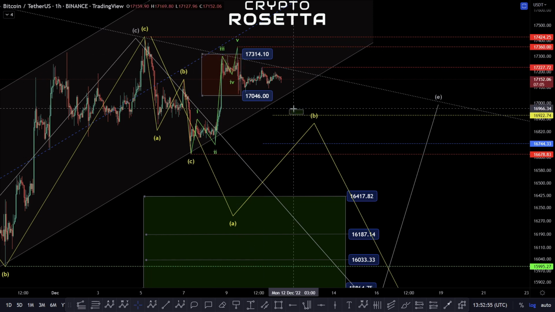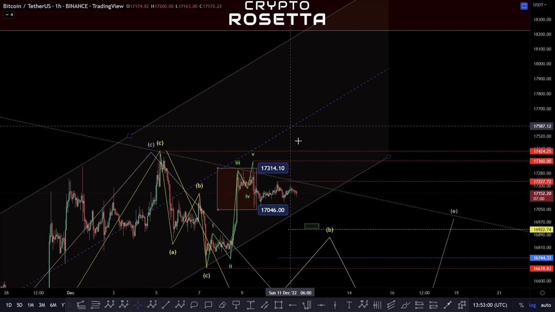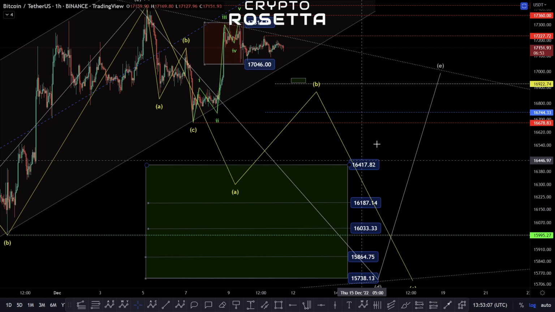So keep an eye on these levels, see how we react around here. Breaking back above this zone would indicate we're already starting this move to the upside. Failing to break back above here and breaking through this zone would indicate we have a deeper retracement.